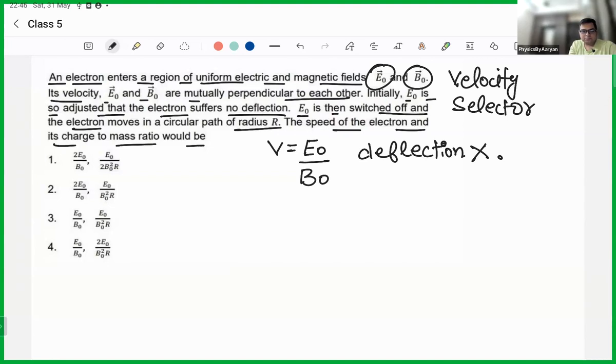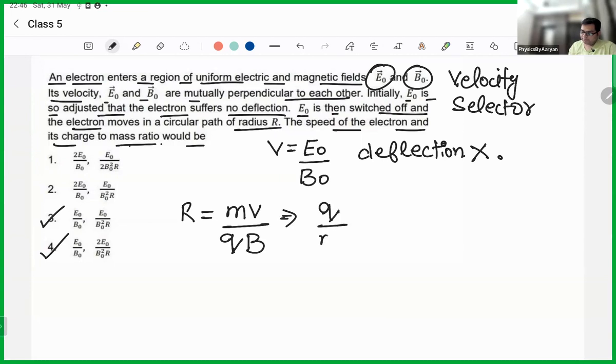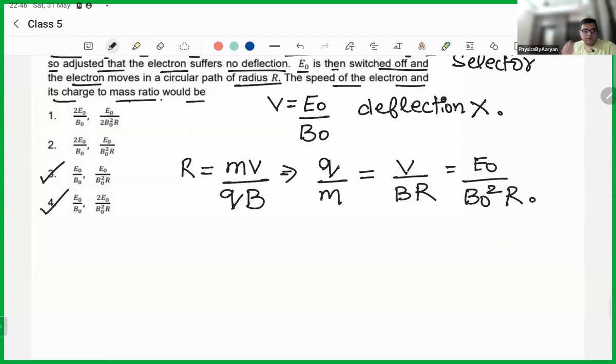First of all, it's clearly written on your screen. It is E naught by B naught. So either option number 3 or option number 4 will be correct. Now you need the charge to mass ratio. So what is the formula for radius? The formula for radius is mv by qB. So what you need is the charge to mass ratio, which is q by m, which is v by Br. You can put the value of v as E naught by B naught, so the charge to mass ratio will be E naught by B naught square r.